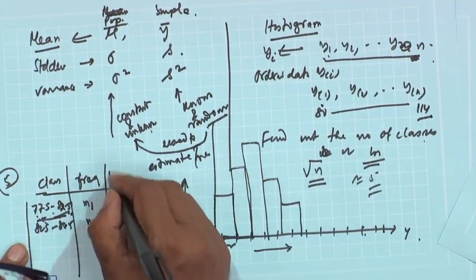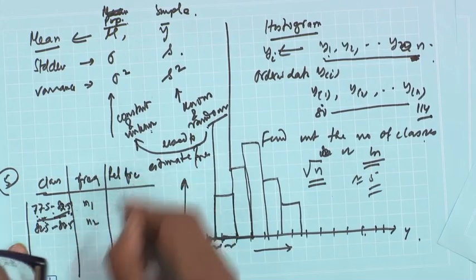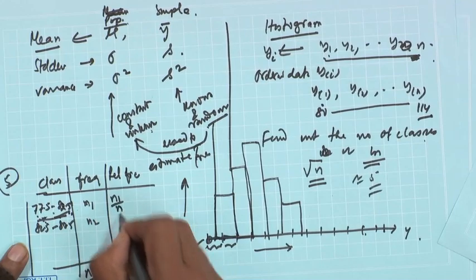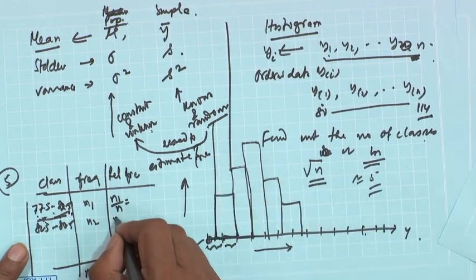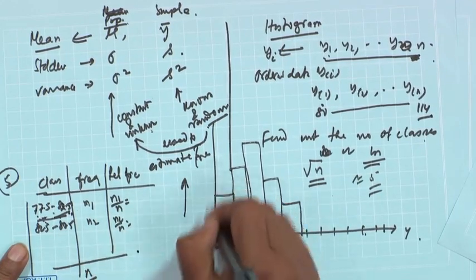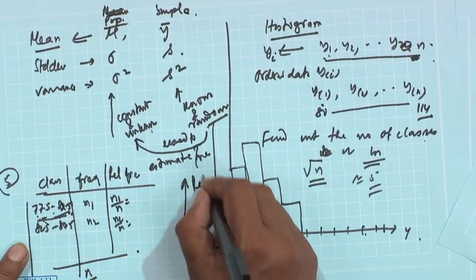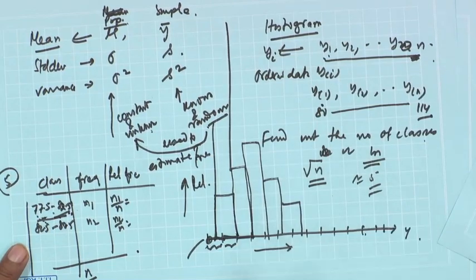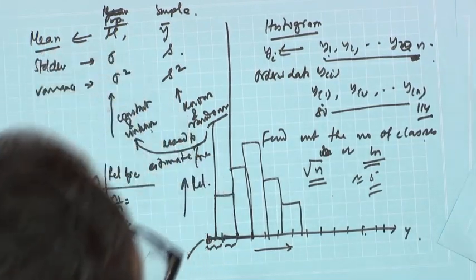Sometimes you will use relative frequency, meaning suppose you have a total of n observations. So, n1 by n is the proportion, n2 by n is the proportion. On this side, relative frequency can also be used. If you use relative frequency, that is also a histogram.